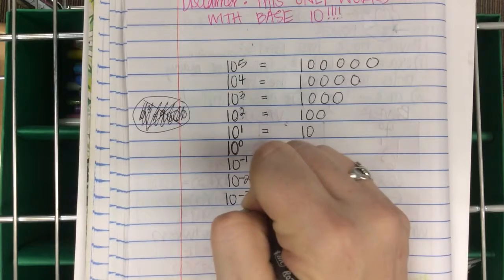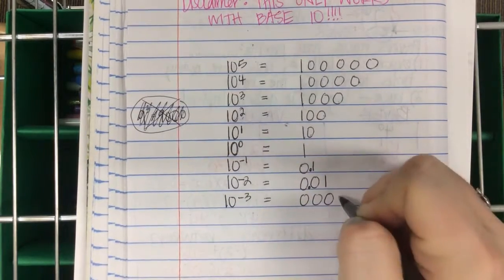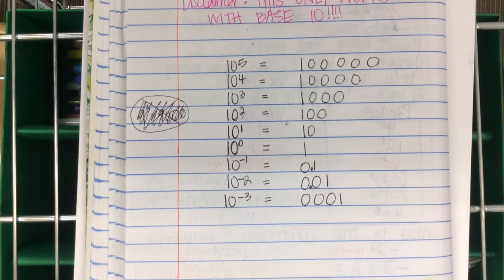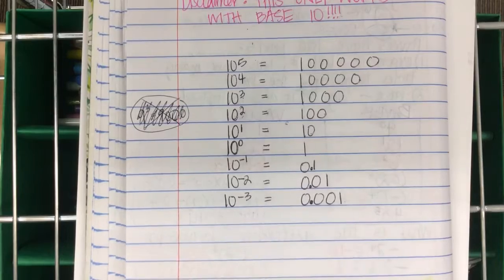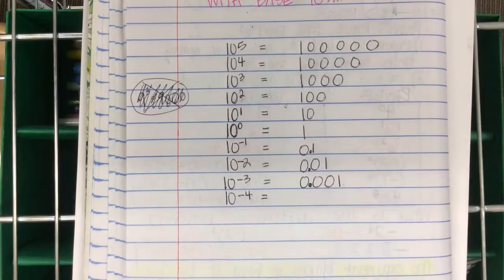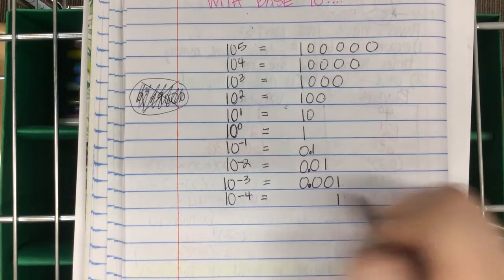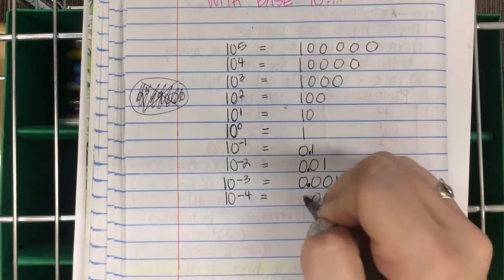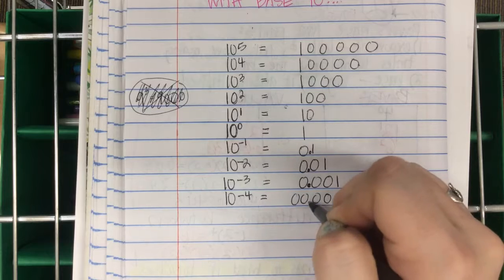10 to the negative 3, how many zeros are going to be there? 3. But since it's a negative 3, I move my decimal 1, 2, 3 right there. And 10 to the negative 4, if I put my 1 down, if it was a positive 4, I'd put 4 zeros. But it's a negative 4, so I'm going to put 4 zeros on the other side. And I'm going to move my decimal.